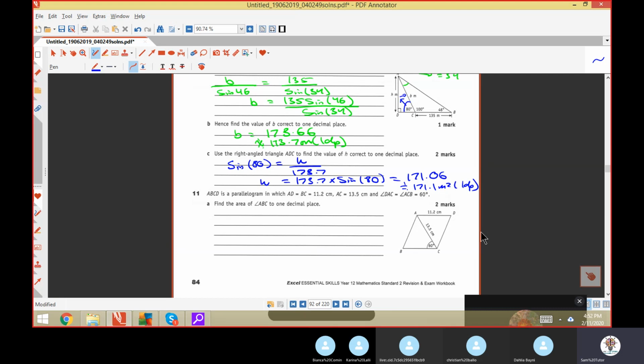Let's verify. So you divide by sine 30, right? Yeah. So 9 divided by sine 30 should be 18. And then times by 2 is 36. And then the square root of that is 6.